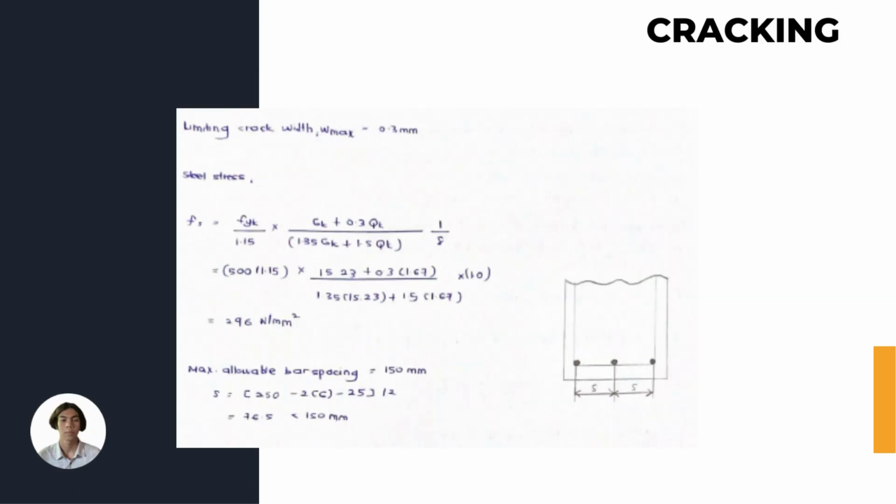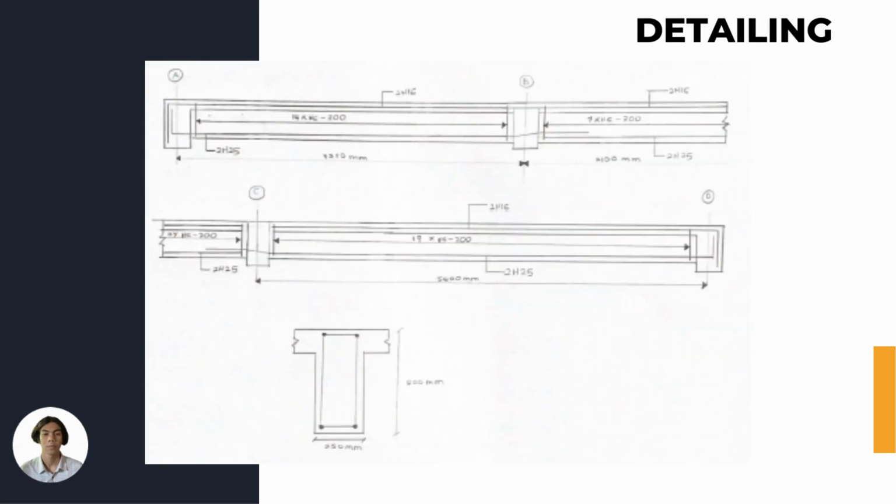For cracking, the limiting crack width we use 0.3 mm. Steel stress is 269 N per mm square. The maximum allowable bar spacing is 150. The spacing is 76.5, less than 150 mm. This is our detailing for design beam E to A5.